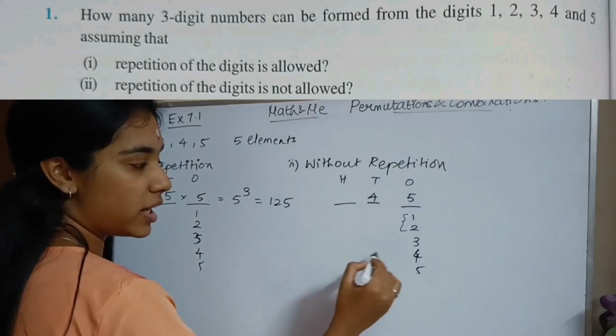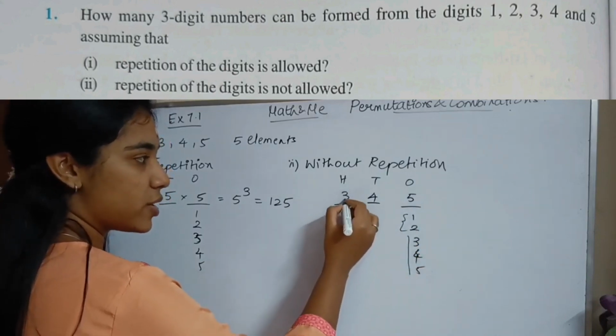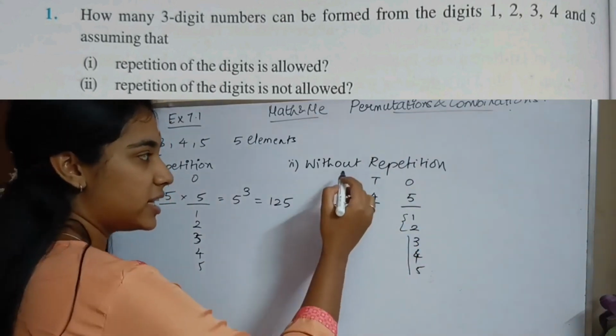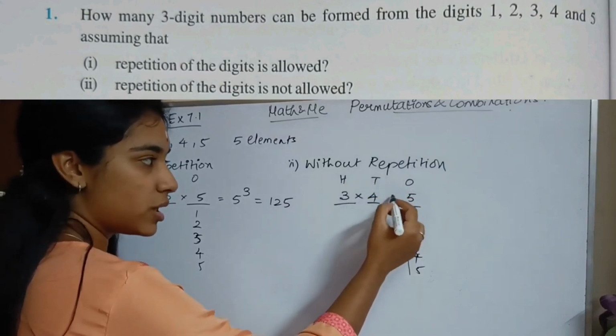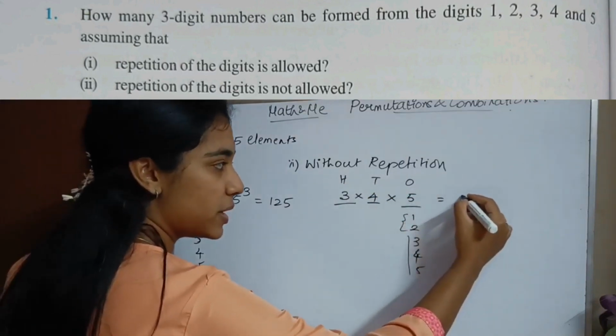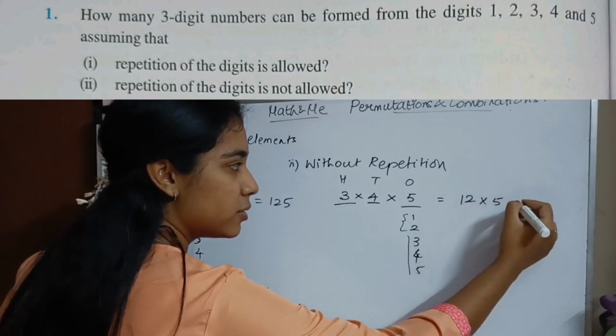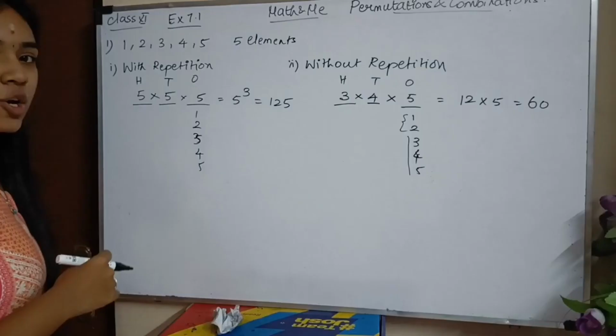For example, if 1 and 2 are taken, I am left with 3, 4 and 5. So I'll have 3 options. So I need the 100s, 10s and the 1's place. So it will be 3 times 4 times 5. So this will be 12 times 5, which is 60. So I have 60 options in total.